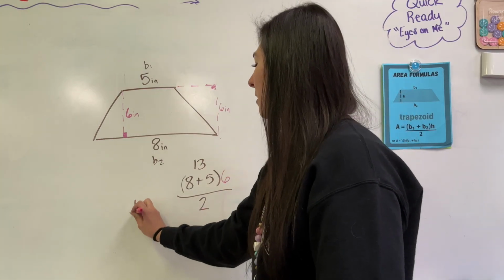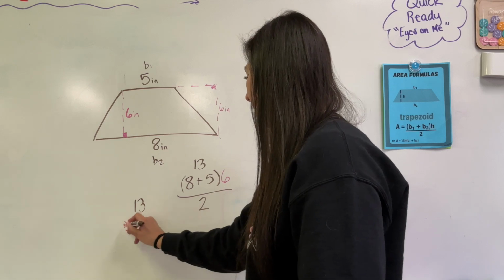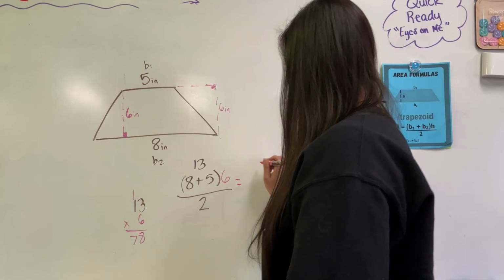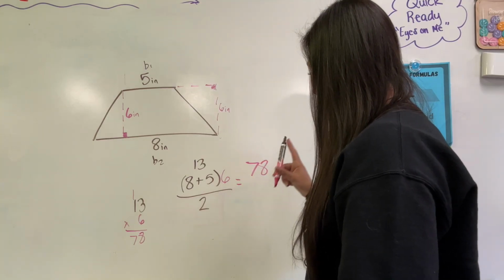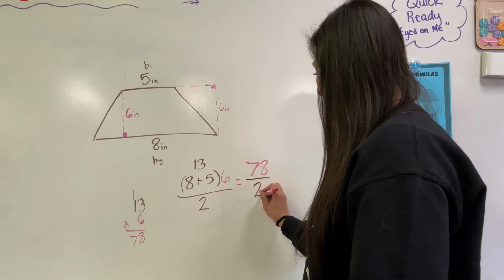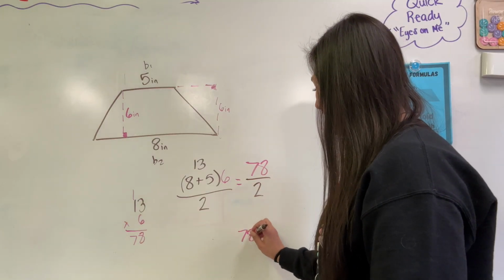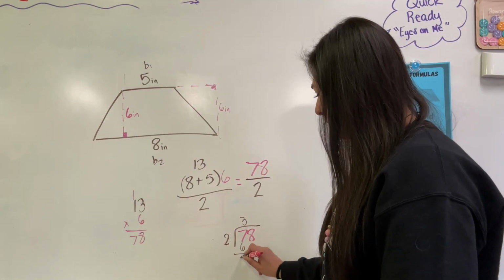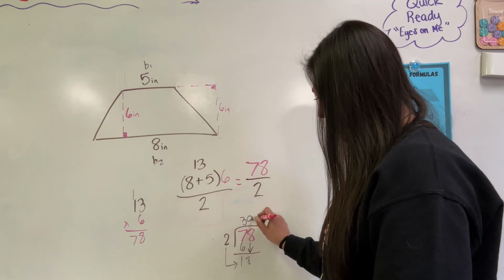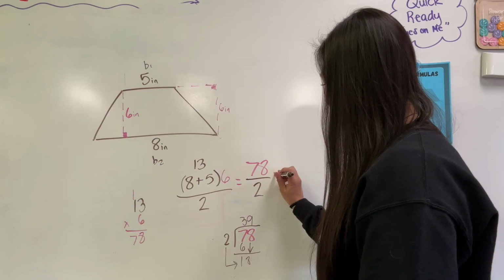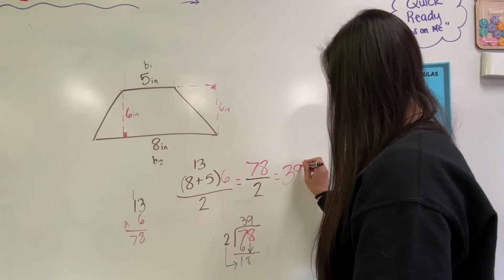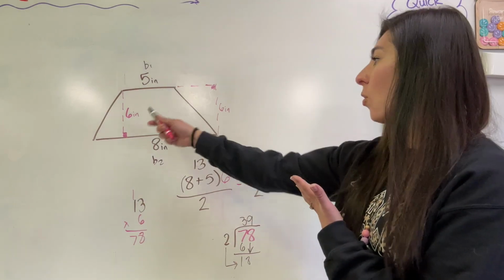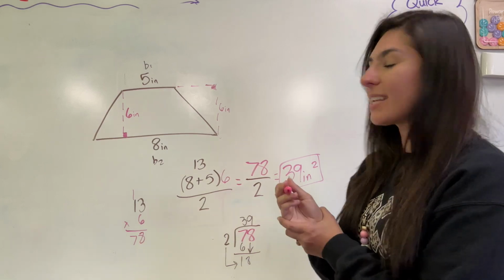So I'm going to come over here. 13 times 6 is 78, but don't forget that we need to divide that by 2. So I'm going to come down here, 78 divided by 2. 2 goes into 7 3 times, that gives me 6. I have 1 left over, bring down the 8, 18. 2 goes into 18 9 times. So our answer is 39 inches squared. So our area for the whole inside of this trapezoid is 39 inches squared.